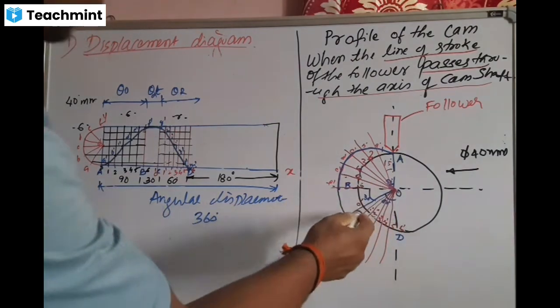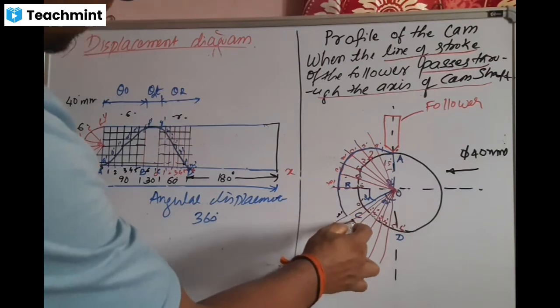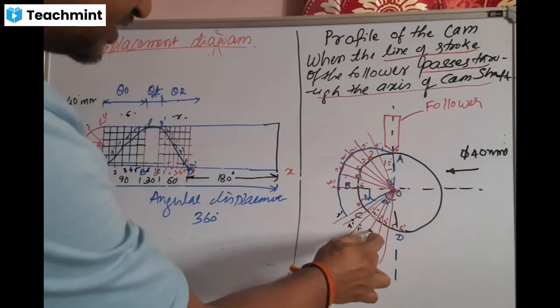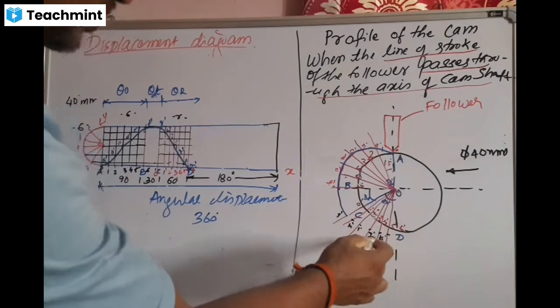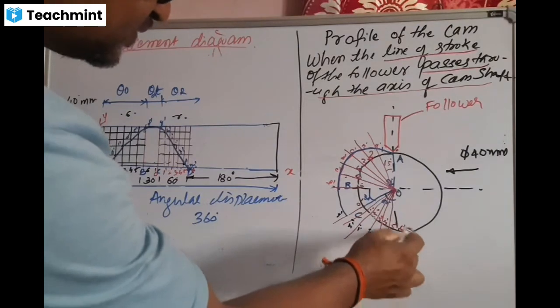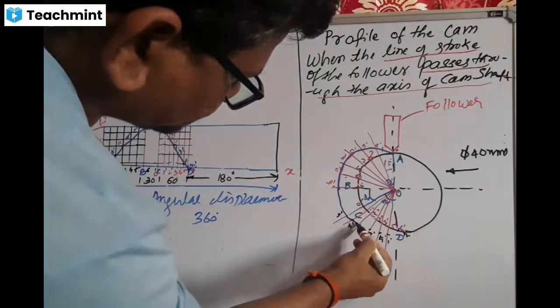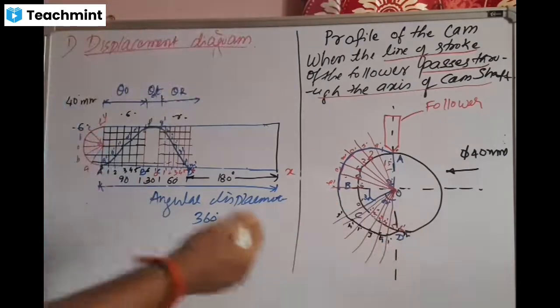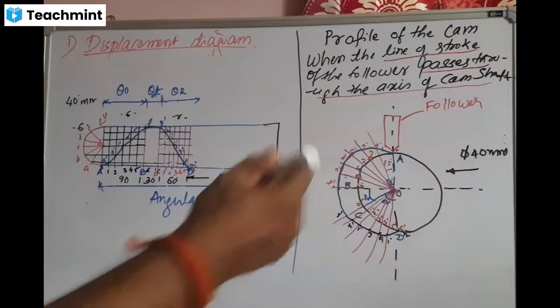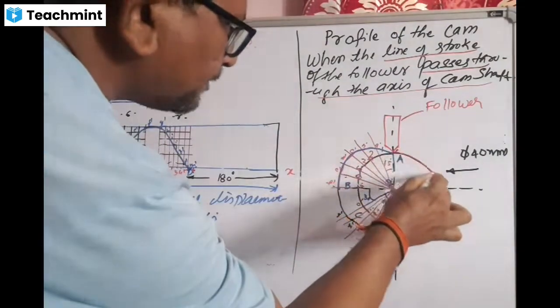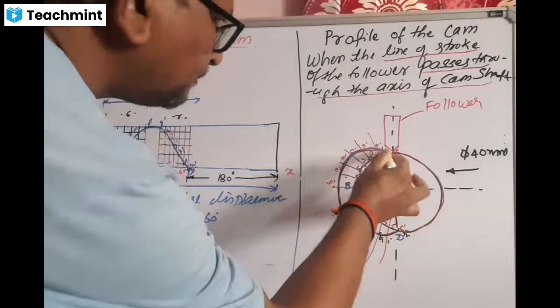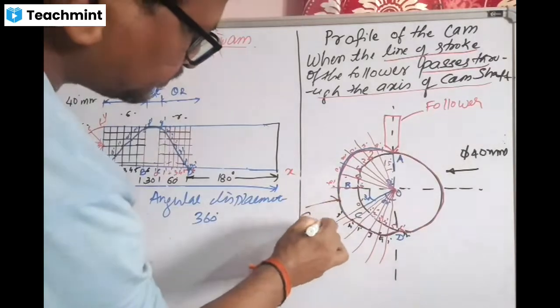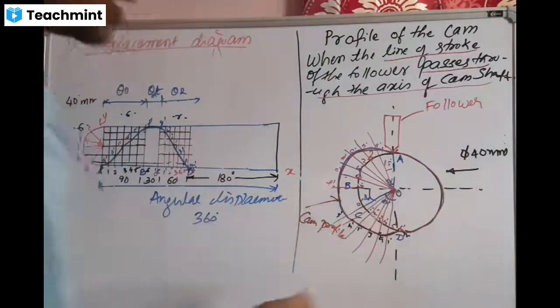Now let us go for, this is what O dash, G dash, H dash, I dash, J dash, K dash, sorry, L dash and M dash. Okay. Now you just join the smooth curves here. Now the cam profile is, now this is what a cam profile. Okay, this is base circle. This is what a base circle. Clear?